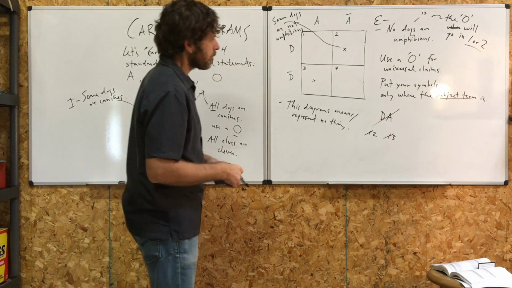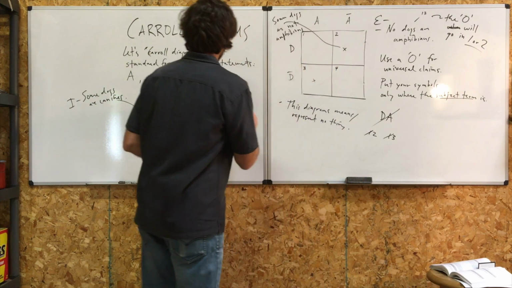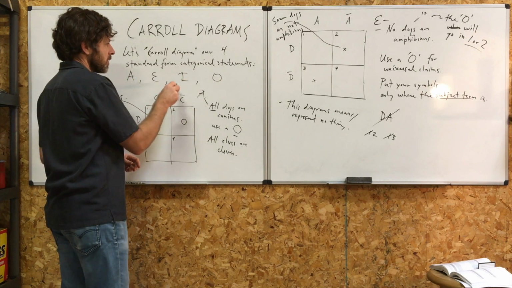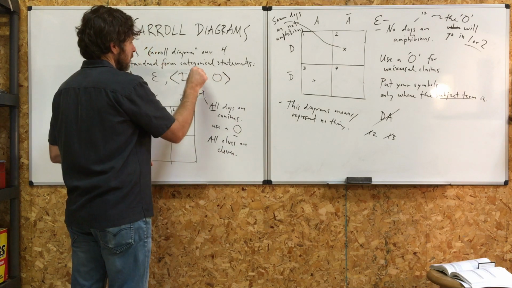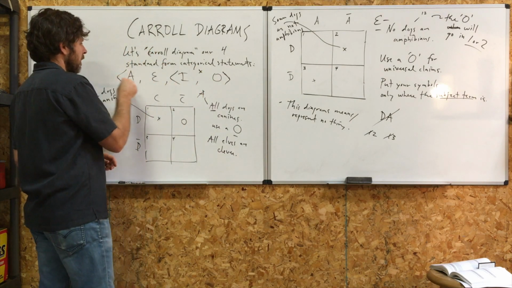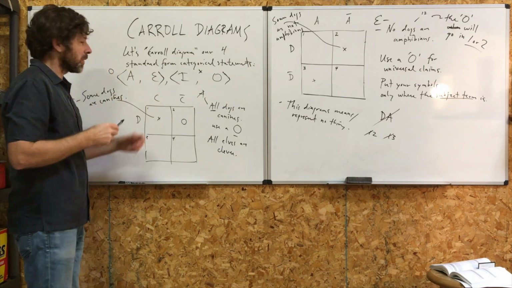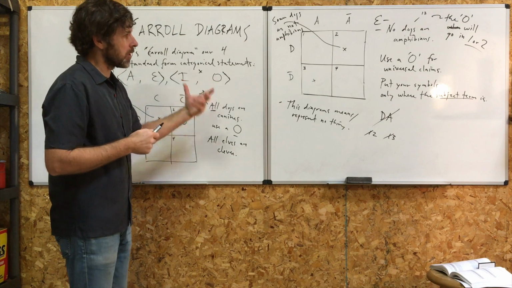All right. So we've actually diagrammed all A, E, I, and O statements. I and O statements will be diagrammed using an X. A and E statements will be diagrammed using a 0, because these are universal statements. These right here are particular statements.